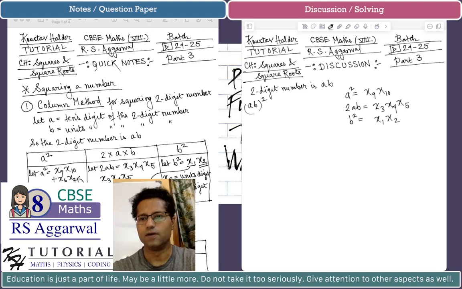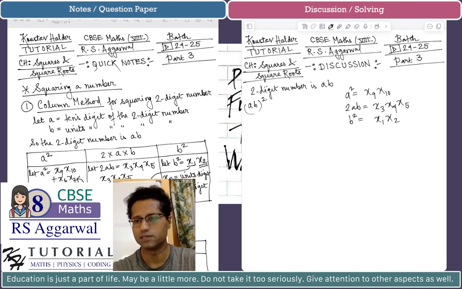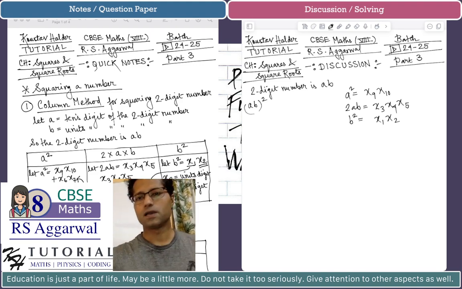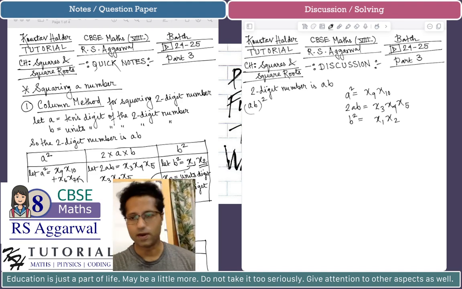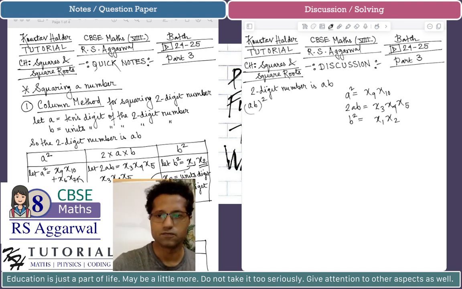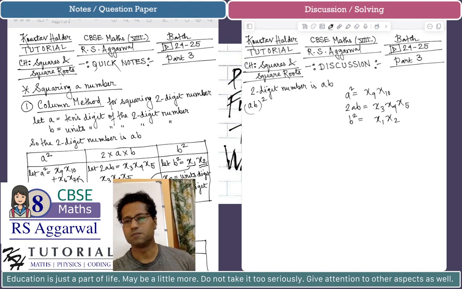That is, whatever the value of B squared is, that value has x2 as the digit at the units place and x1 as the digit in the tens place. Similarly, for twice AB, whatever the value is, that value has x5 as the digit in the units place, x4 as the digit in the tens place, and x3 as the digit in the hundreds place.